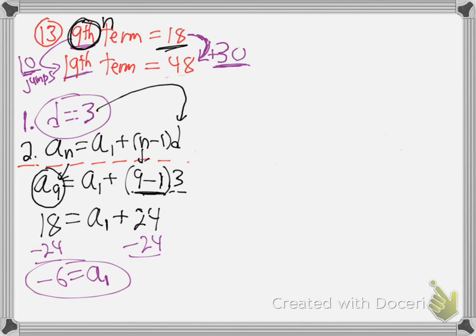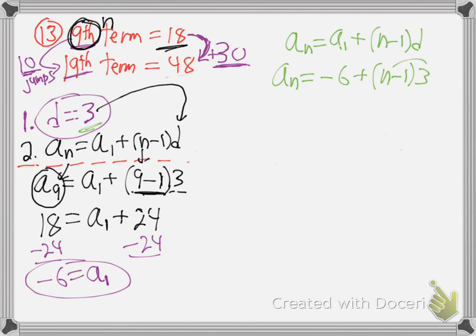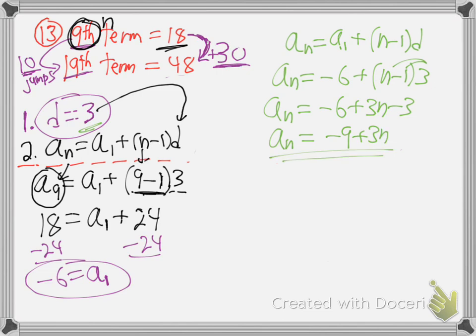So now the formula is a sub n. Just keep using the same thing: a1 plus n minus 1 d. A sub n is a1, negative 6, plus n minus 1 d. D is still 3. Distribute that, clean it up a little bit. A sub n is minus 6 plus 3n minus 3. A sub n is minus 9 plus 3n.